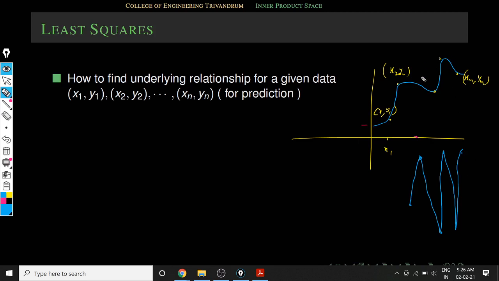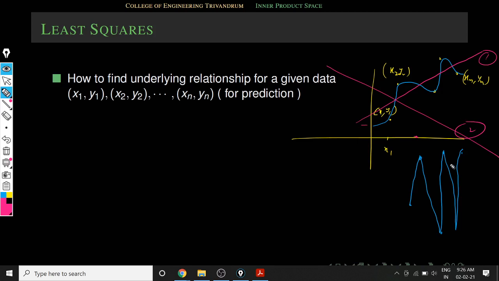So what about this data? It is clear that this data does not lie on a straight line, but suppose we are trying to find a linear relation among this data. Then all the data points are almost near the straight line. Suppose you consider another straight line like this one, then the data points are far away from this straight line compared to the first straight line.